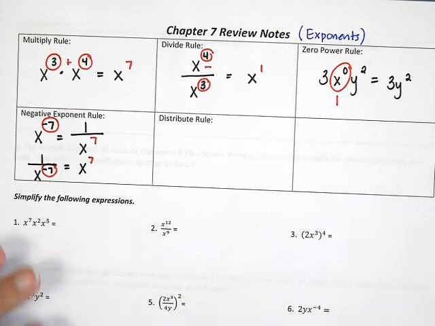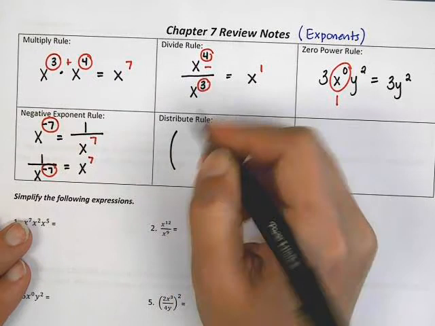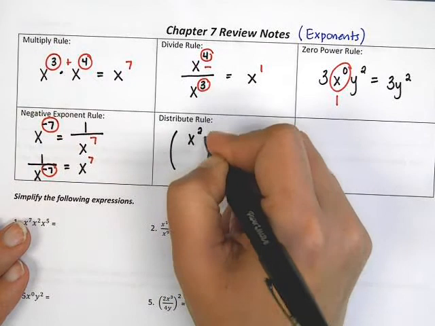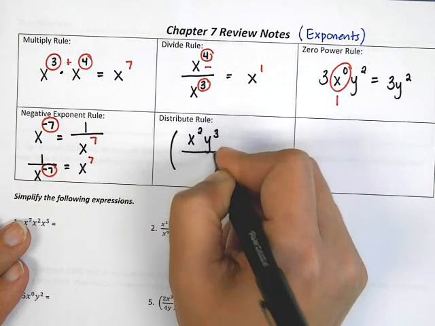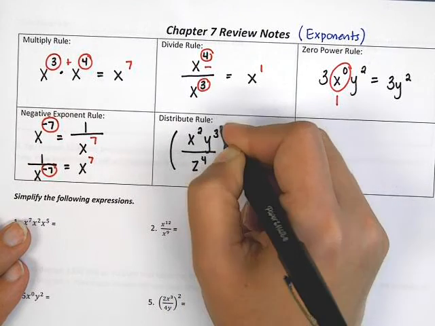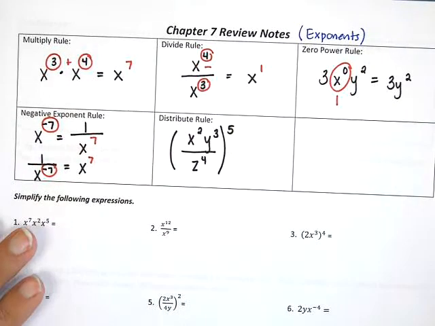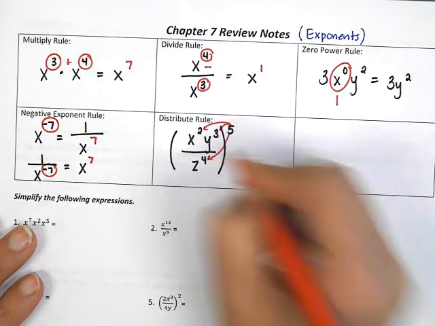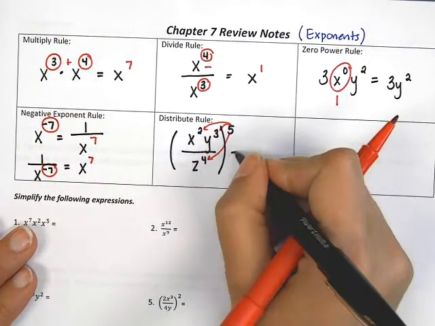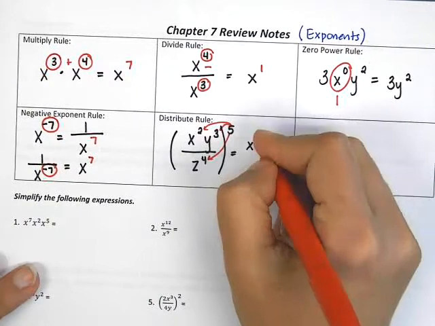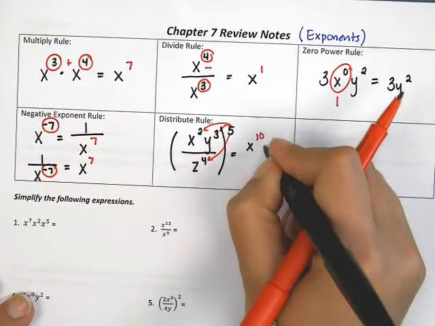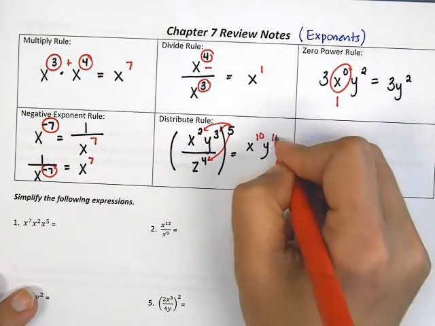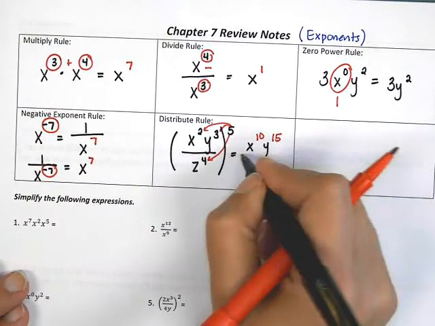Finally, we learned the distributing rule. Whenever you have stuff inside of a parentheses to a power, you can just distribute that power to all of the powers inside the parentheses. So you would get x to the 10th, y to the 15th, and z to the 20th.